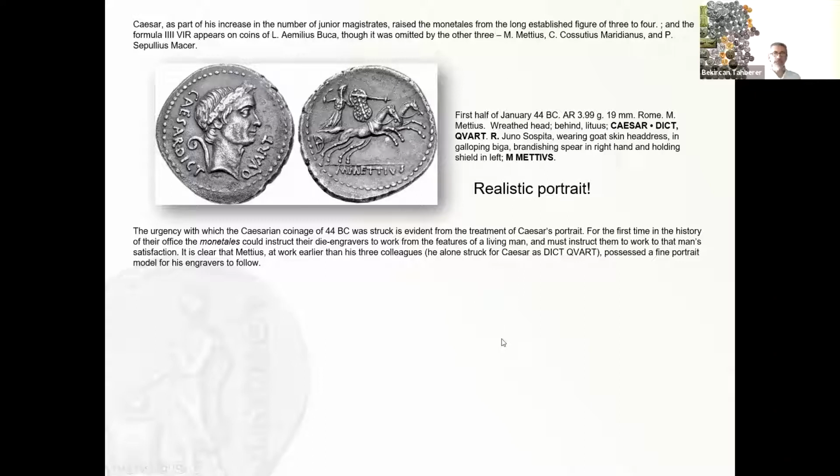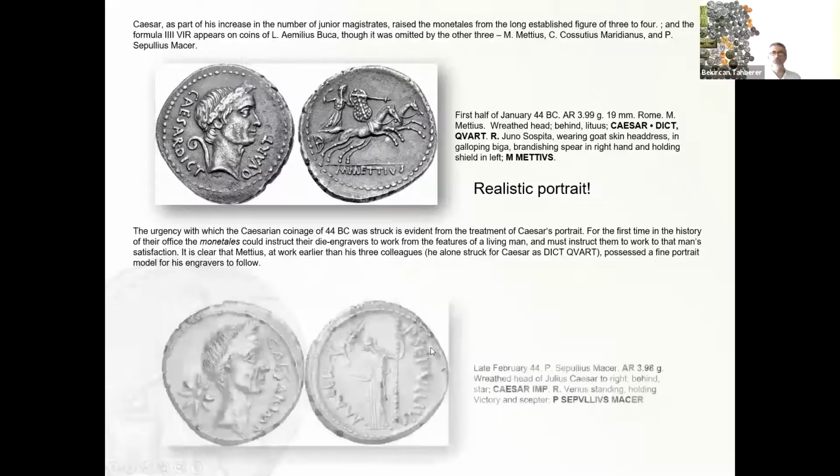The urgency with which the Caesarian coinage of 44 BC was struck is evident from the treatment of Caesar's portrait. For the first time in the history of their office, the monetales could instruct their die engravers to work from the features of a living man and must instruct them to work to that man's satisfaction. It is clear that Metellus had worked earlier than his 3 colleagues. He alone struck for Caesar as Dict Quarti, possessed a fine portrait model for his engravers to follow.